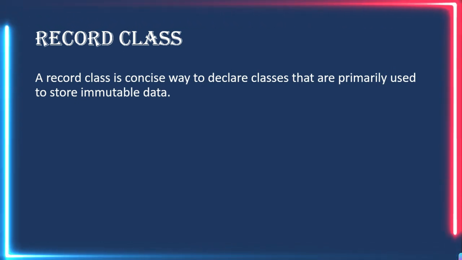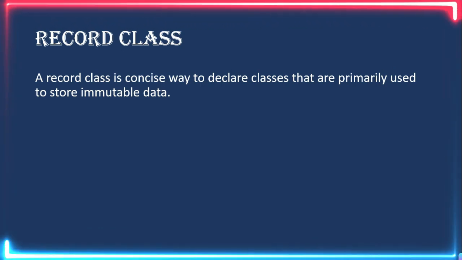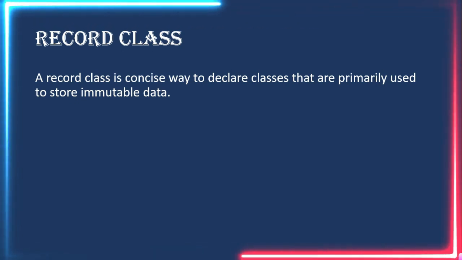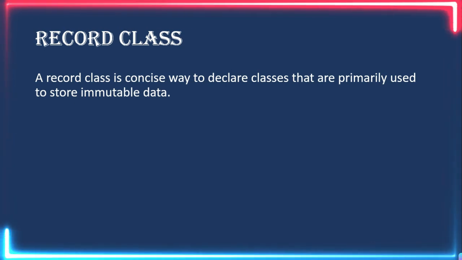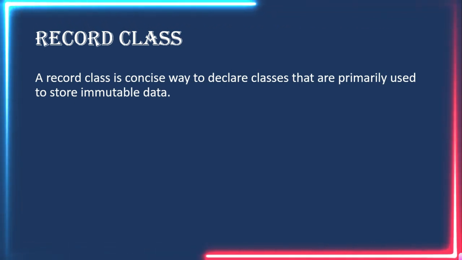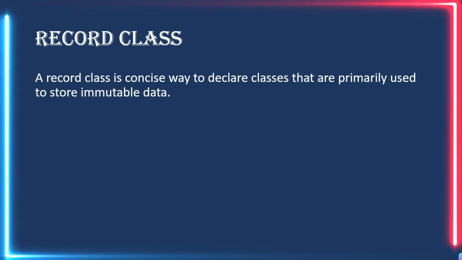Like string is an immutable class. If we have defined some value to that string and we try to change that value, a new object will be created. Okay. So that is basically immutable. So record class is basically used to create immutable classes.